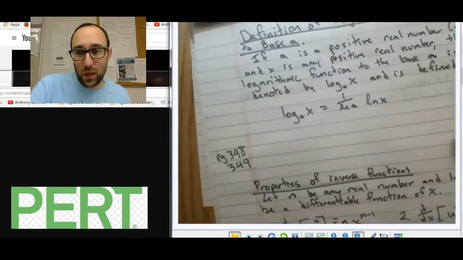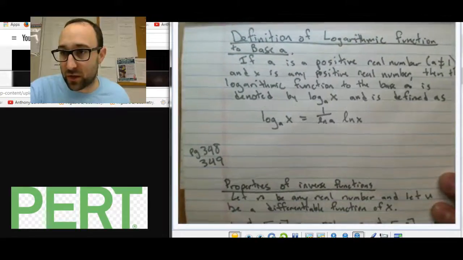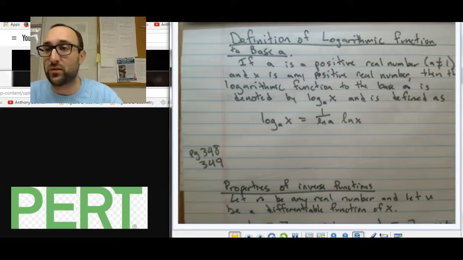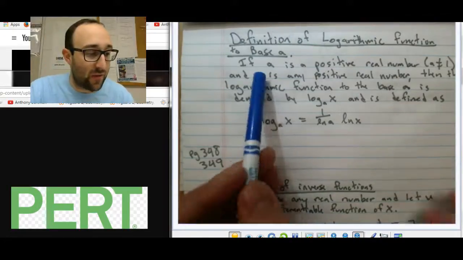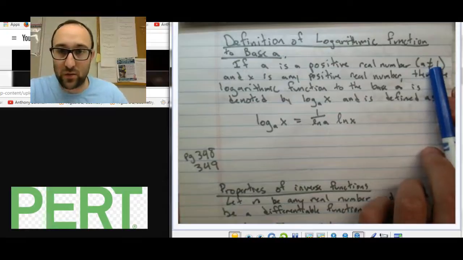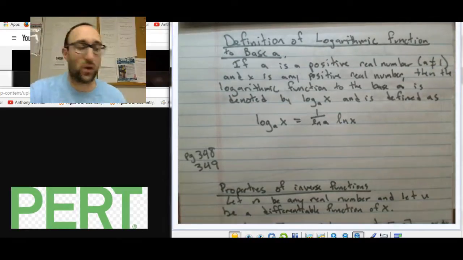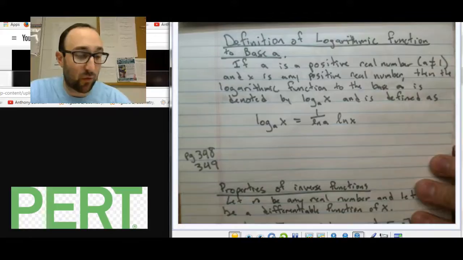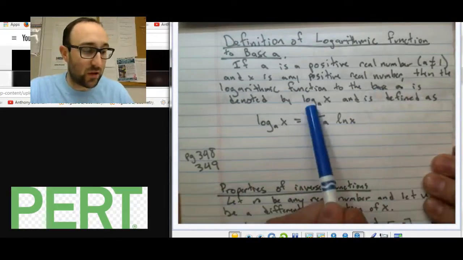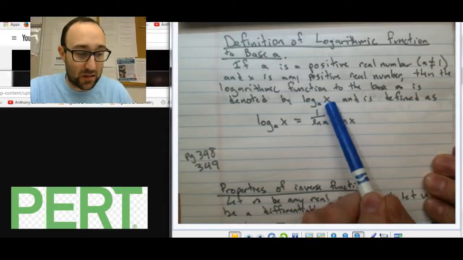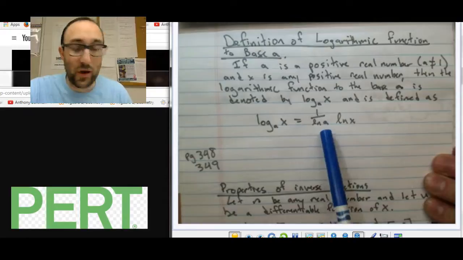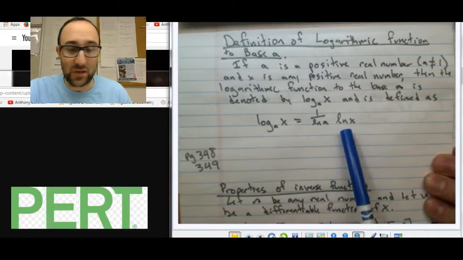Okay, here is another one. Definition of log function to base a. So the last one we did was exponential function. Now we're doing log function. If a is a positive real number, again, a does not equal 1. You know why a doesn't equal 1, otherwise what is the point, right? And x is any positive real number, then the logarithmic function to base a is denoted by log base a of x and is defined as log base a of x equals 1 over the natural log of a times the natural log of x.